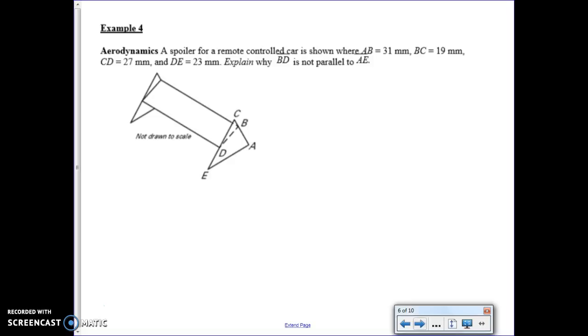So I'm going to write this in because that's a lot of information. AB is 31, BC is 19, CD is 27, and DE is 23. So if we set this up just like we did before, 27 over 23 and 19 over 31. Well, first off, neither of those reduce, so I can see right away that they're not going to be equal to each other. So we can put an equal sign with a cross through it.